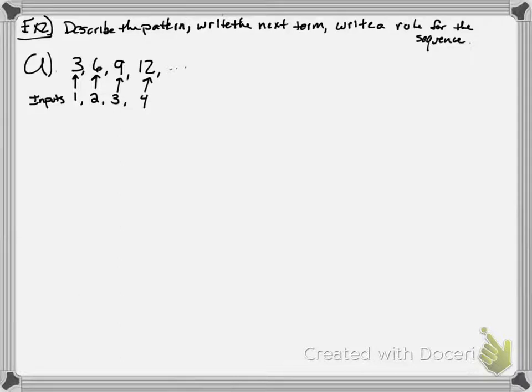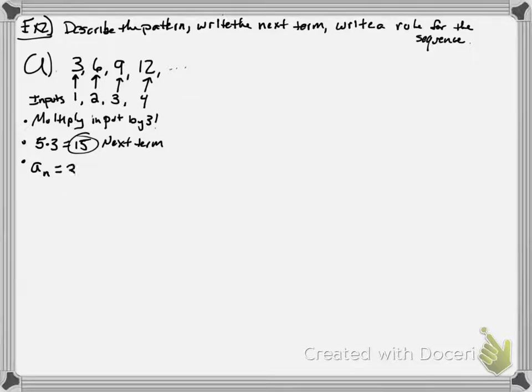So if I had to describe the pattern, we are just multiplying inputs by 3. So the next term of the sequence would just be 5 times 3 to get 15. That would be the next term. Now, the last part is to see if you can write a rule for the nth term of the sequence. So what is a sub n equal to? Well, since it's just 3 times whatever the input is, you can just say it's 3n. That's it. So that's it for part A.